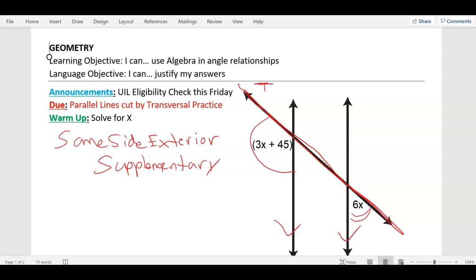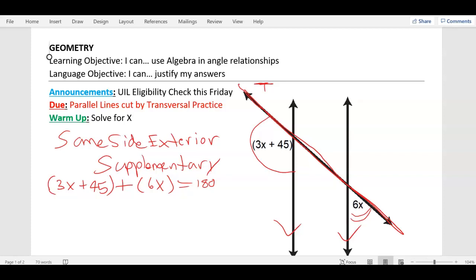They're supplementary. Now, what did we learn yesterday? What do I do with supplementary things? Do I set them equal or do I add them up to something? Add them up. Do not set them equal if they're supplementary. And what do they add up to? 180 degrees. So let's write this. Okay, 3x plus 45 plus 6x. See how they're not equal, right? And then after it, you put an equal sign, equals 180. So again, if they're supplementary, add them up to 180.